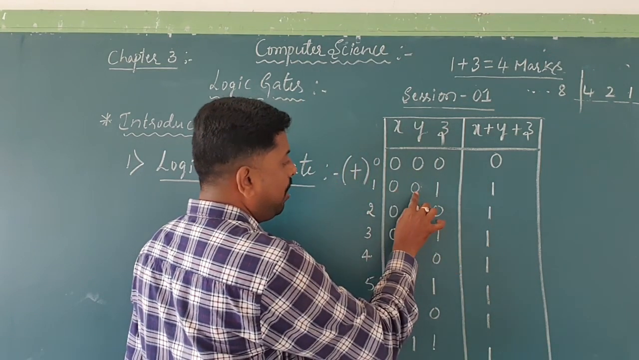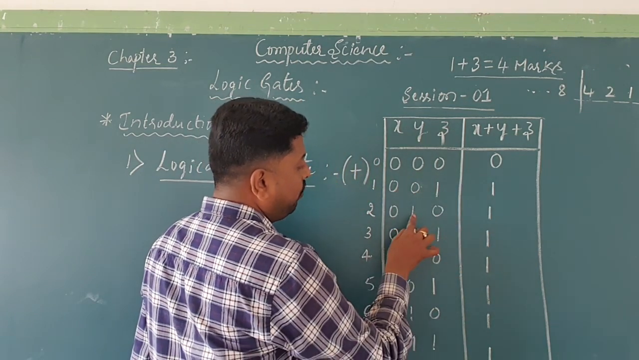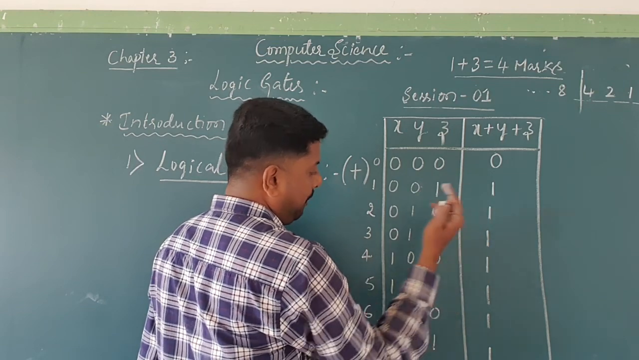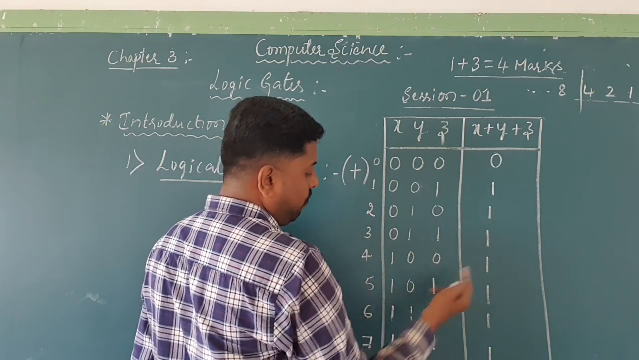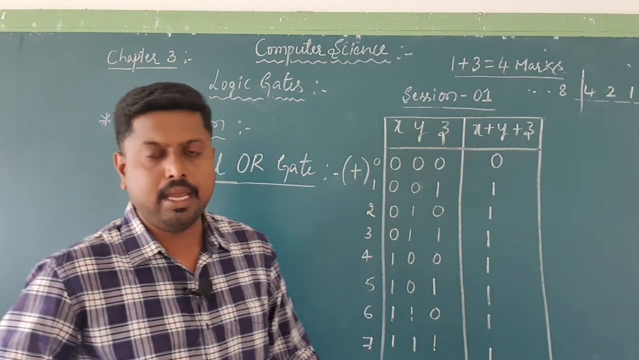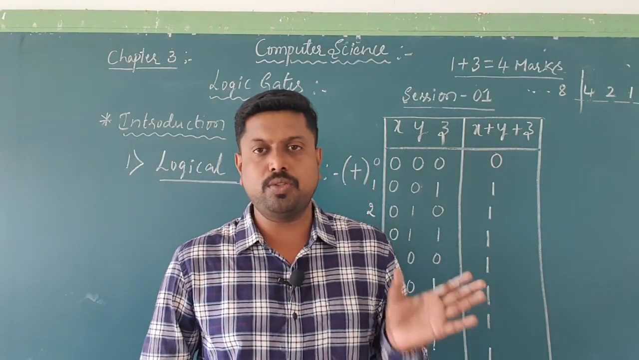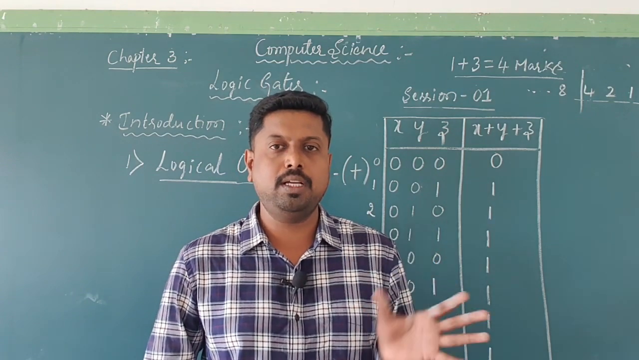Because 0 plus 0 is 0, 0 plus 1 is 1, 1 plus 0 is 1, 1 plus 1 is 2, which is represented by 1, 0, but in this rule 1 plus 1 is 1. Like that, we will get all the binary addition values. So this is what we call the truth table for the logical OR gate.